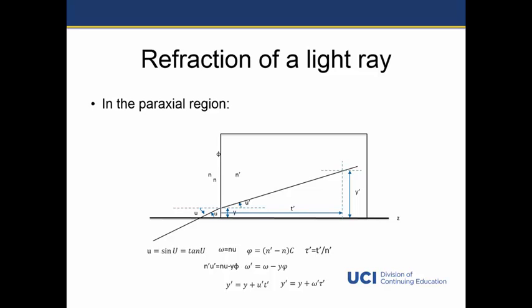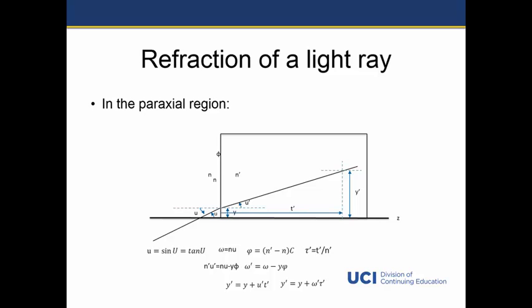Okay, so again, we can look at what happens when a ray intersects the surface, and we can start with a Snell's law type approximation. So n prime u prime is going to be equal to nu minus y phi. Or if we want to look at it in the reduced space, omega prime is equal to omega minus y phi. Similarly, y prime, the height as the ray travels in this new media, is a function of the height that the ray was when it entered the media, plus the product of the thickness and the angle.